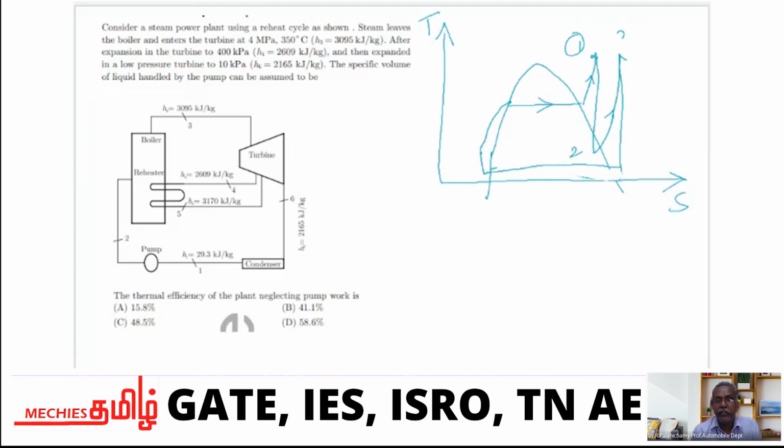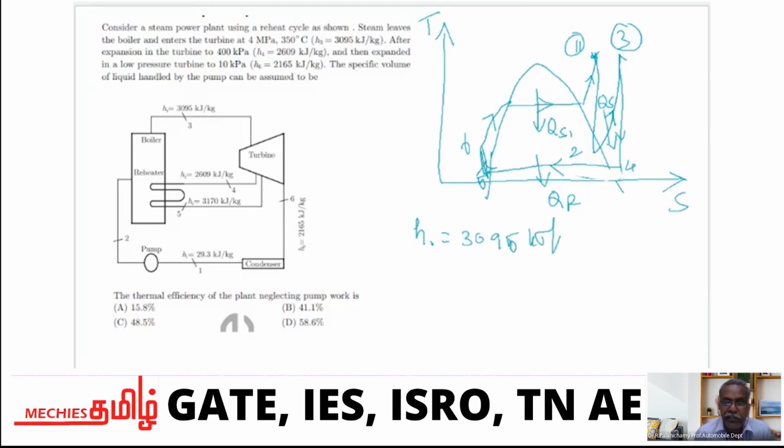1, 2, 3, 4, 5, 6. This is the heat addition in the first stage. This is the heat addition in the second stage, reheat. This is the heat rejected during the condensation process. To the turbine, H1. H1 is given in the problem, 3095 kilojoules per kilogram. After expansion in the first turbine, the enthalpy is given.